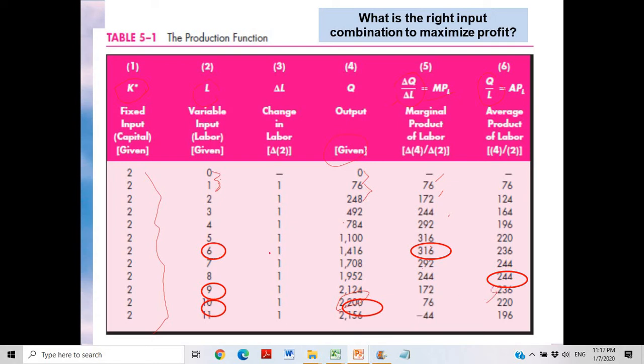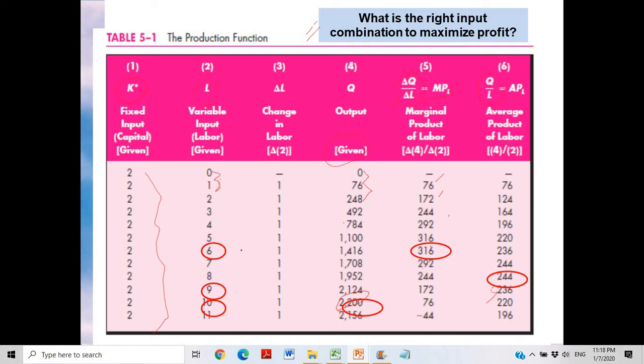So my question here is, what is the right input combination to maximize profit? When we say right input combination, it means should we combine two capital and no labor, or two capital and one labor, or the one that I circle here, 2 capital 6 labor.